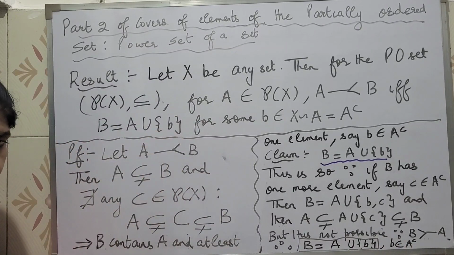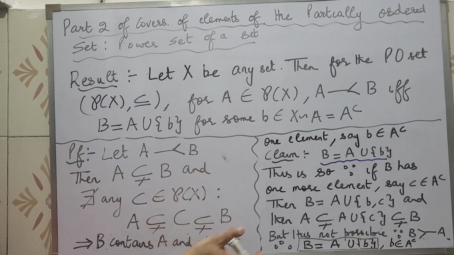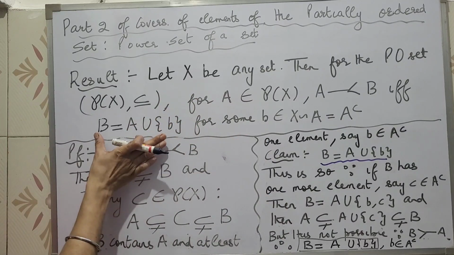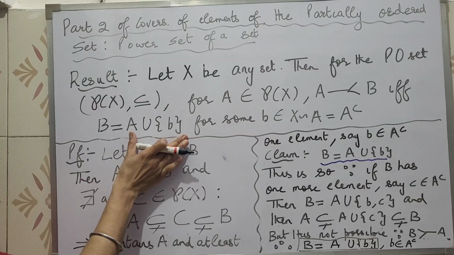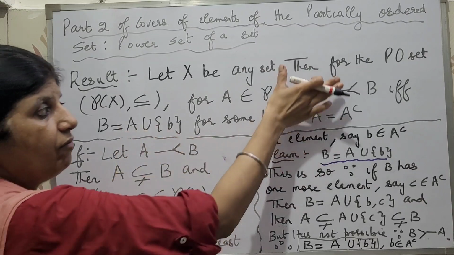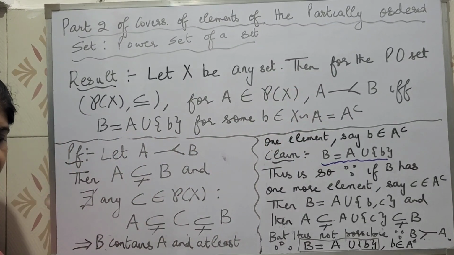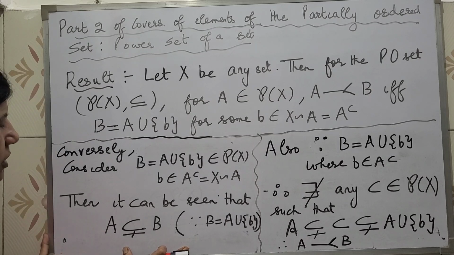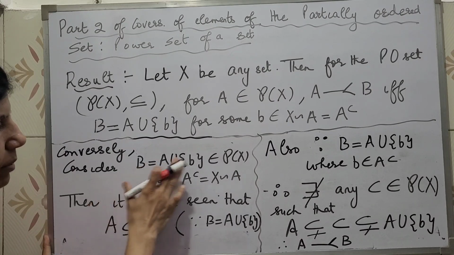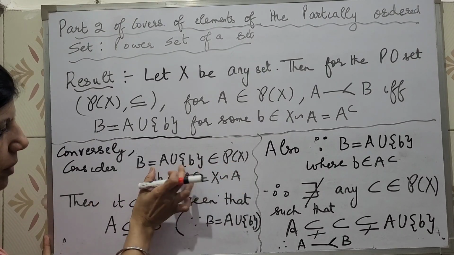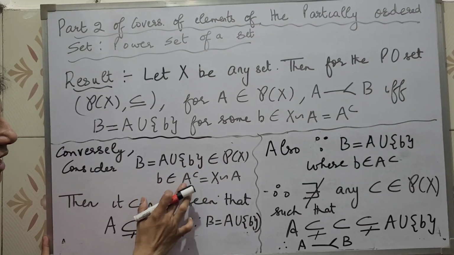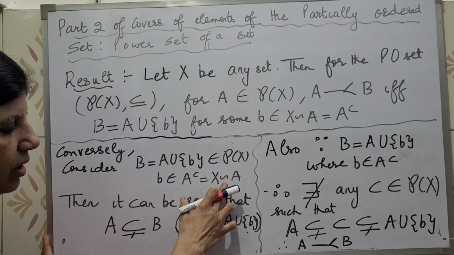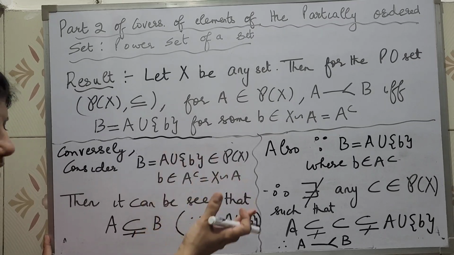This was one part of the result, and now we prove the second part: that if B belonging to the power set of X is of this form, A union {b}, then this element covers A. So this is the second part. Now let me consider the converse part. Let me consider an element B belonging to the power set of X, which is of the form A union the singleton {b}, where b is any element coming from A complement, or X minus A. This is the complement of A in X.